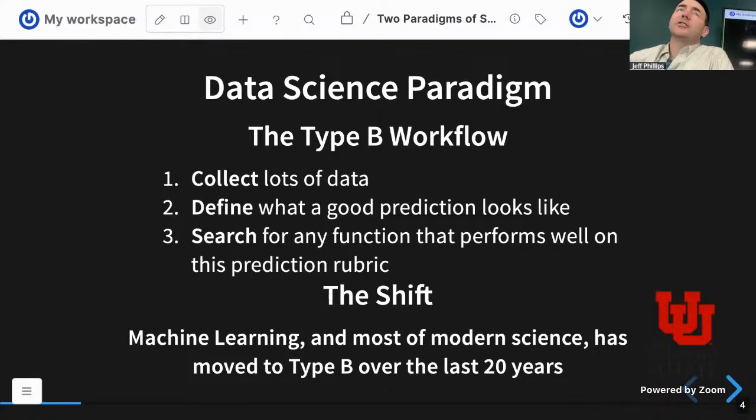Then the second step is to define what a good prediction looks like. And this is important. You have to say, well, what would it mean for a prediction to be good? And I'll specify this more. And then you search for any function that does well on this prediction rubric. This is basically what machine learning is, and I'd argue that a lot of modern science has moved to this type B over the last 20 years. This is basically the dominant form of how we do science. It's not all of it, but it's been moving largely in this direction.